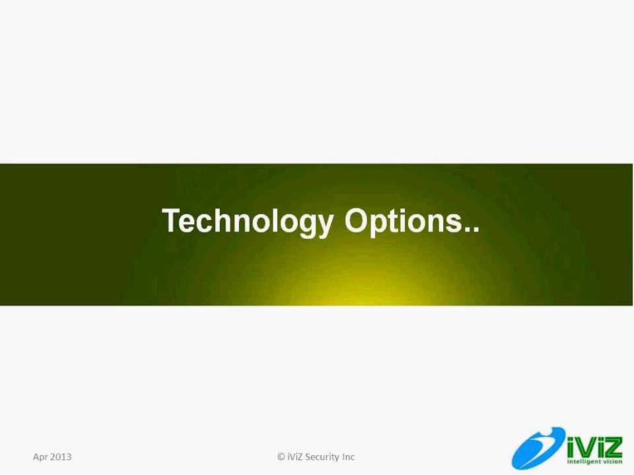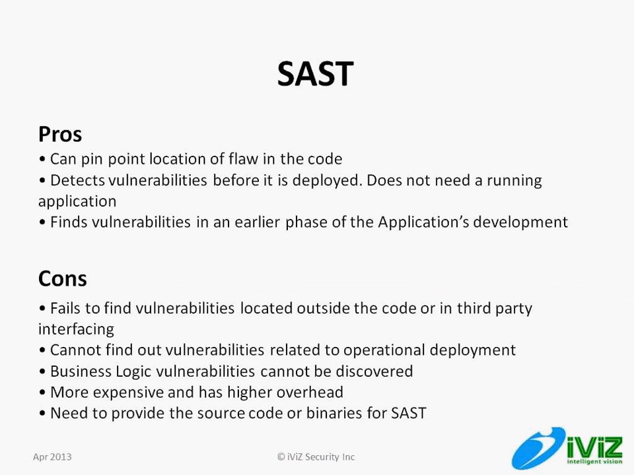So let's look into which are the technology options which we have when we need to consider application security testing. So there are 2 main options. One is the static application security testing, which is SAST, and the second is dynamic application security testing, or DAST. So what is static application security testing? Static application security testing is the process of testing your application using the binary or the source code. So the application is not in a running state. You just have the code or the binary and you can figure out the flaws.